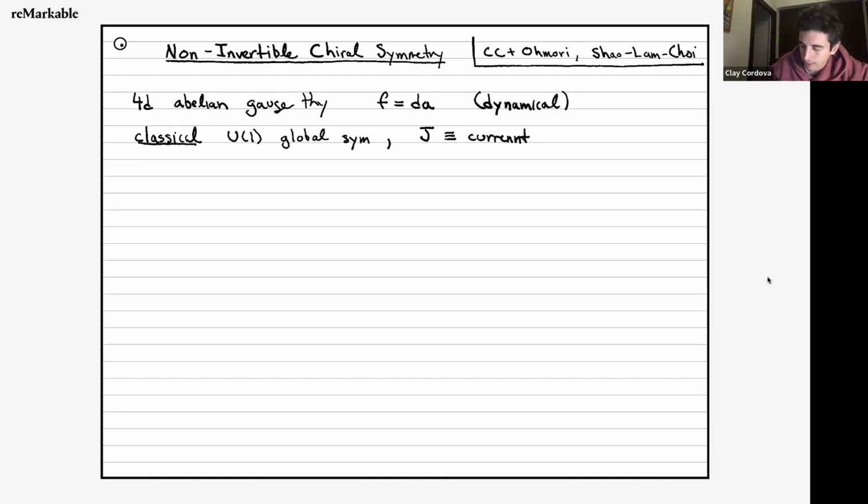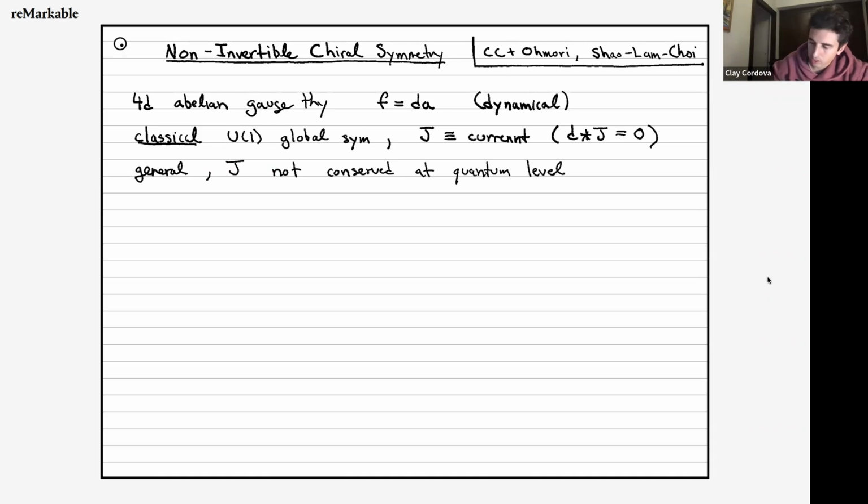Now, it's classically conserved, so there's an equation like d star J equals 0. This just means that J is conserved. But as we learn in the first course in quantum field theory, in general, J is not conserved at the quantum level. This is the subject of the so-called Adler-Bell-Jackiw anomaly.